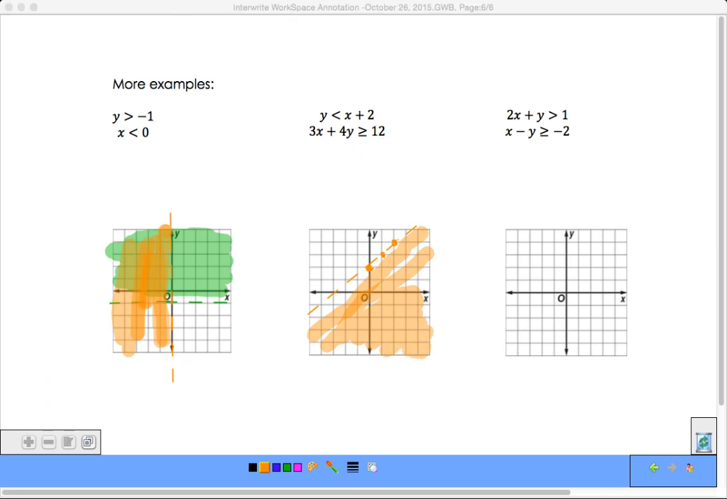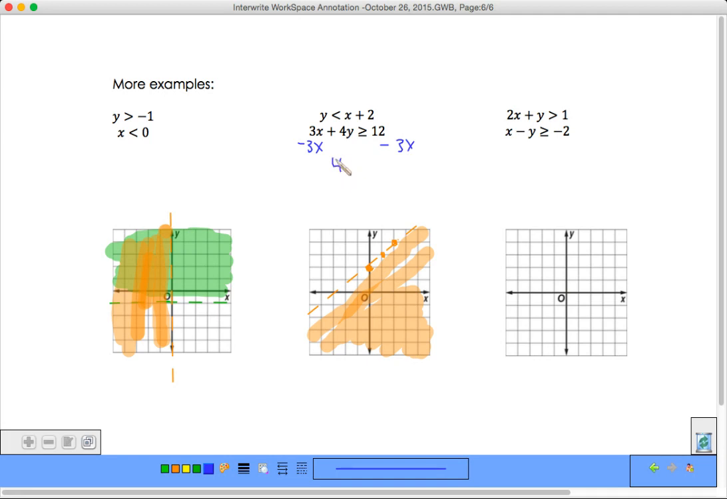Okay, this one right here, however, we need to solve. So I come here. First thing, to get y by itself, I have to subtract 3x. So it gives me 4y is greater than or equal to 12 minus 3x. Then we're going to divide by 4. It gives me y is greater than or equal to 3 minus 3/4 x.